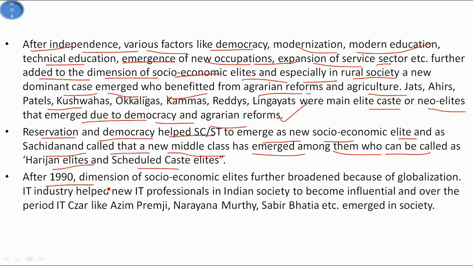After the 1990s, the dimension of socio-economic elites further broadened because of LPG, or globalization. The IT industry helped new IT professionals in Indian society to become influential, and over a period, IT czars like Azim Premji, Narayan Murthy, Sabeer Bhatia, etc. emerged in society.